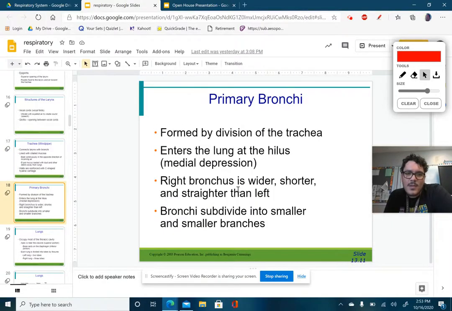Okay, next. Primary bronchi. These are formed by the division of the trachea. So the trachea splits and then eventually moves left and right, and that's going to be called the bronchi at this point. Where it enters the lung, we call that the hilus. I don't get too crazy with that, so don't worry. The right bronchus is going to be wider, shorter, and straighter than the left. That is pretty important, and we'll talk about that in just a second. The bronchi will subdivide into smaller and smaller branches.